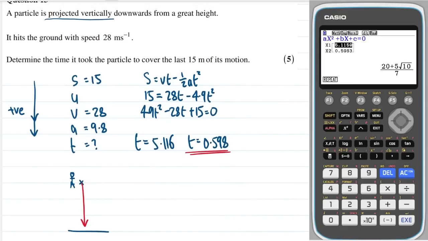The SUVAT is also telling me that I could get there in this time, and that would be by projecting it vertically upwards like this, and then coming back down. But because that would take longer, that's obviously the purple one, whereas the one we want is the orange one, because it is being projected vertically downwards, thrown straight down. So it's the quickest way to get there.